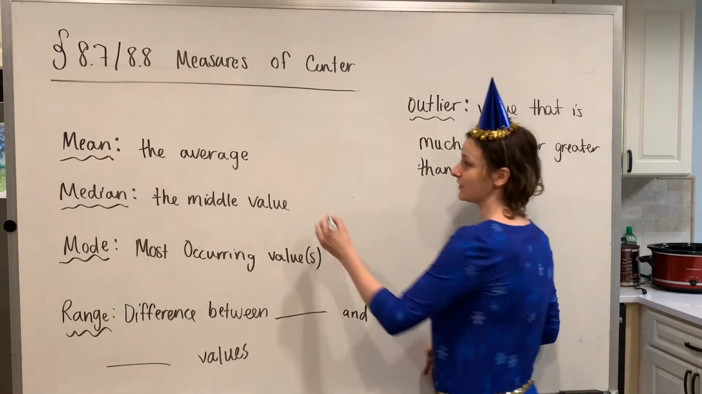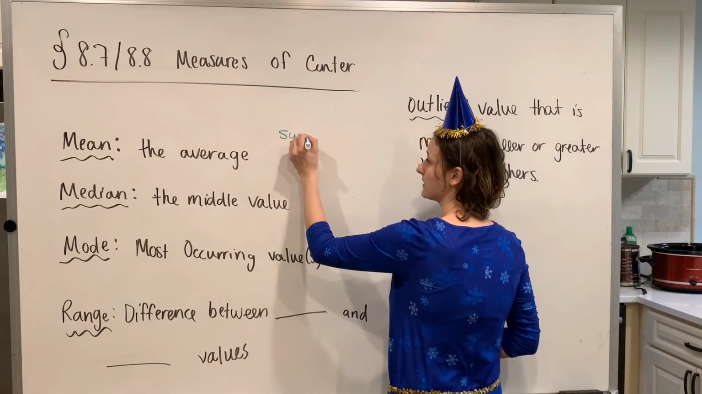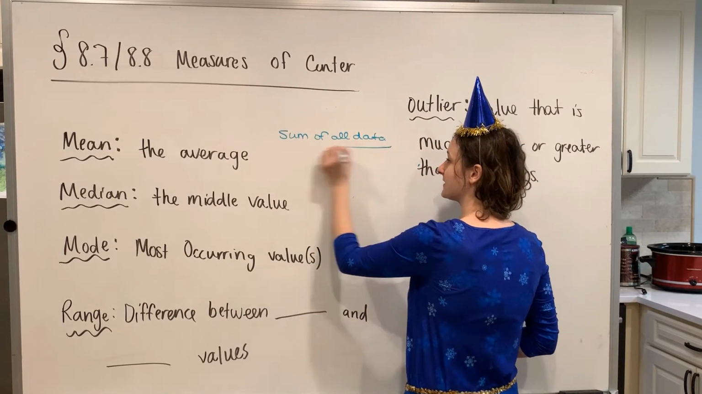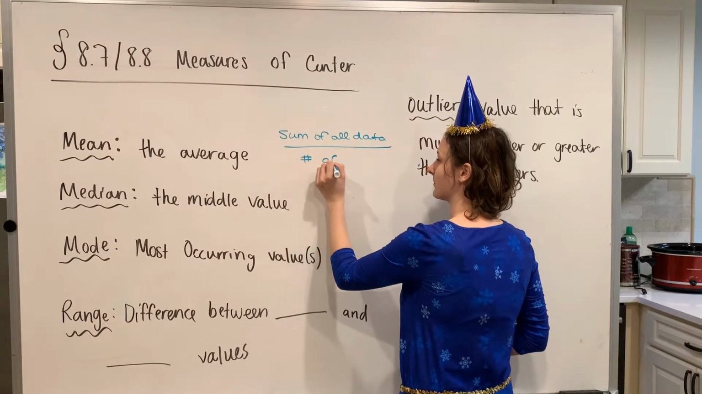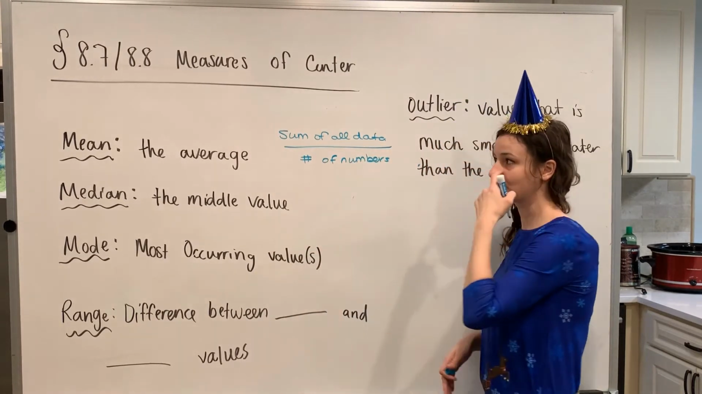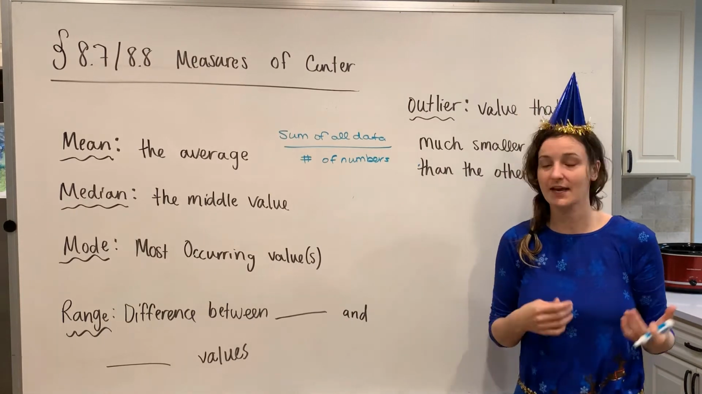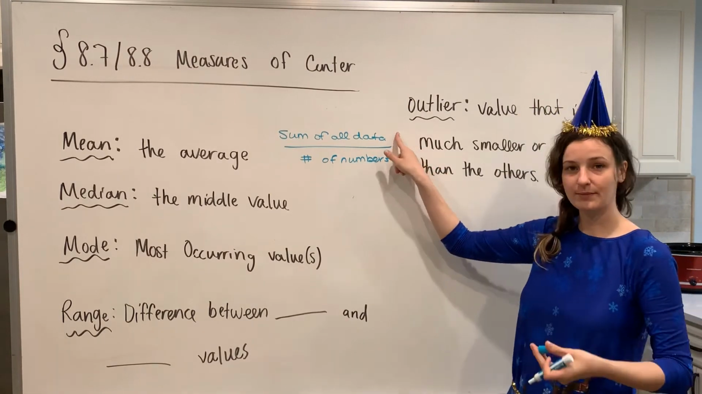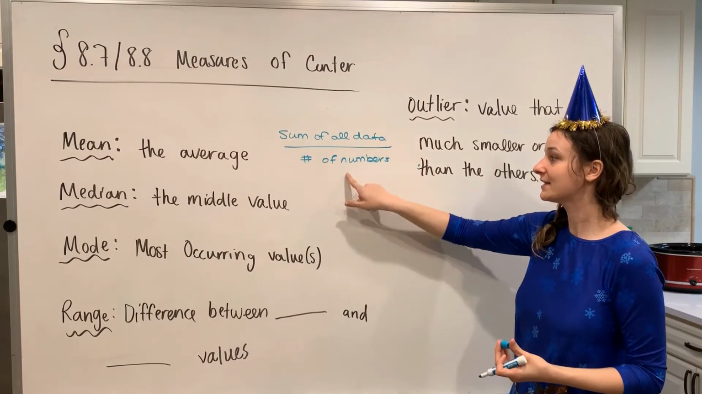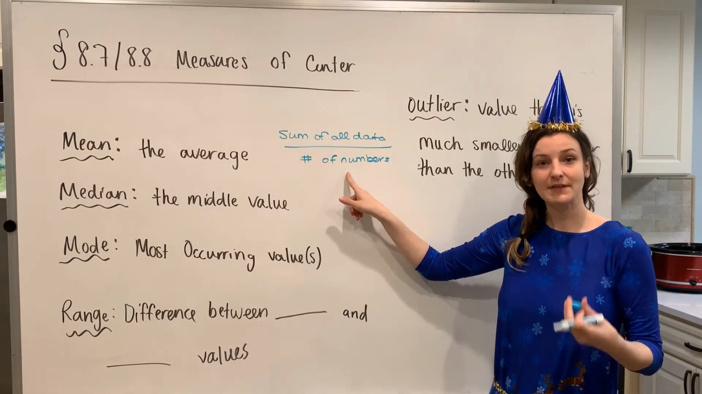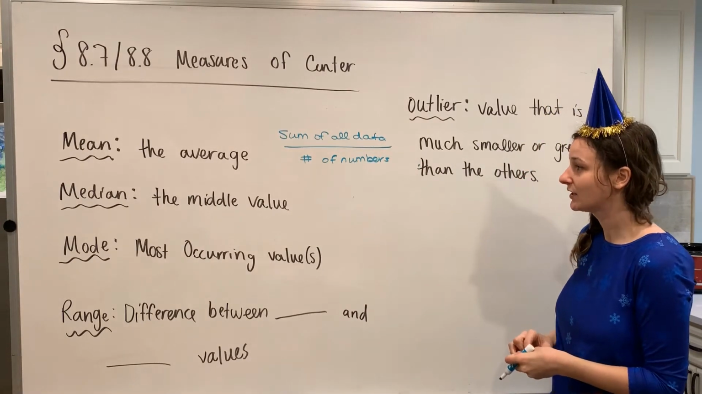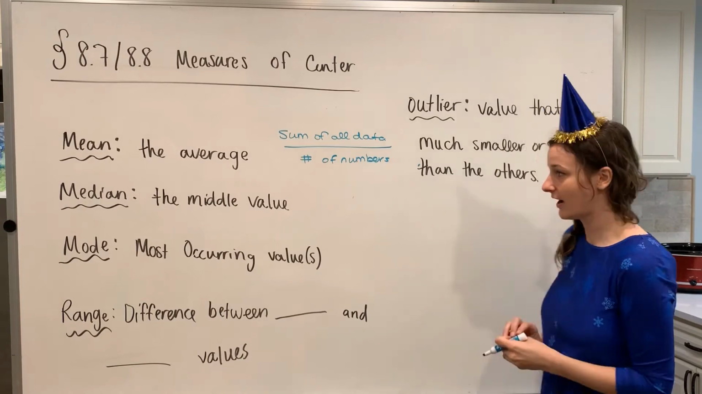And to find the average, you have to sum up all your numbers, so the sum of all the data, and divided by the number of numbers. So for example, if I were going to find the average of the numbers 1 through 10, then I would add up all those numbers, 1 plus 2 plus 3 plus 4 and so on, all the way up through 10, and then divide it by 10 because I have 10 numbers, okay? And then that would produce your average. So the average between 1 and 10 would be 5, okay?